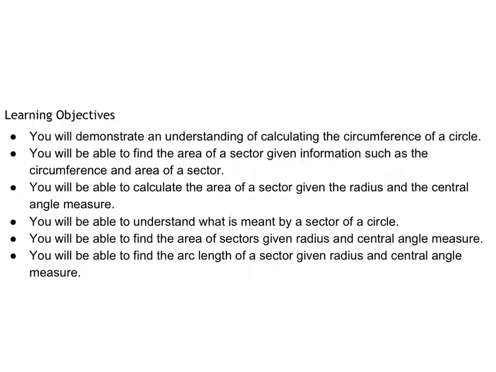Our learning objectives for today: being able to demonstrate an understanding of calculating the circumference of a circle, being able to find the area of a sector given information such as the circumference and area of a sector, being able to calculate the area of a sector given the radius and the central angle measure, being able to understand what is meant by a sector of a circle, being able to find the area of sectors given radius and central angle measure, and being able to find the arc length of a sector given radius and central angle measure.